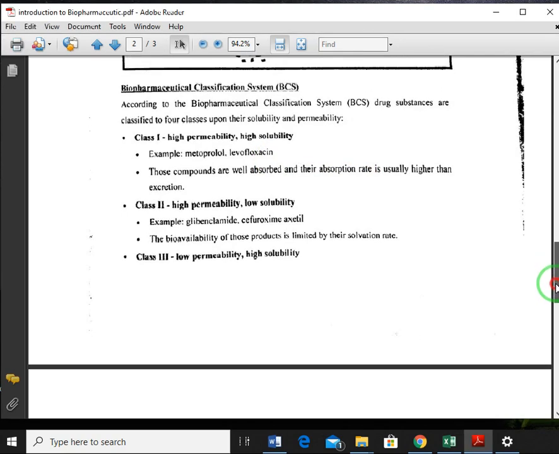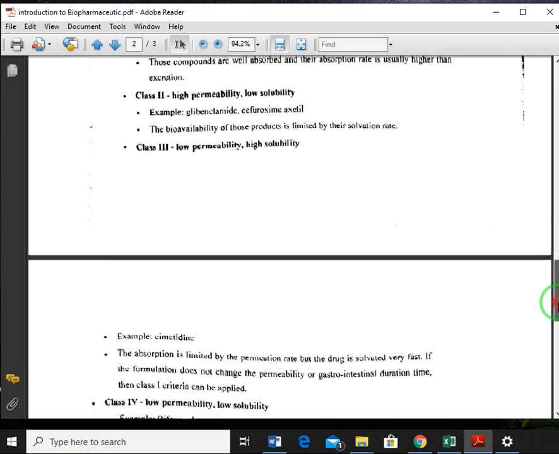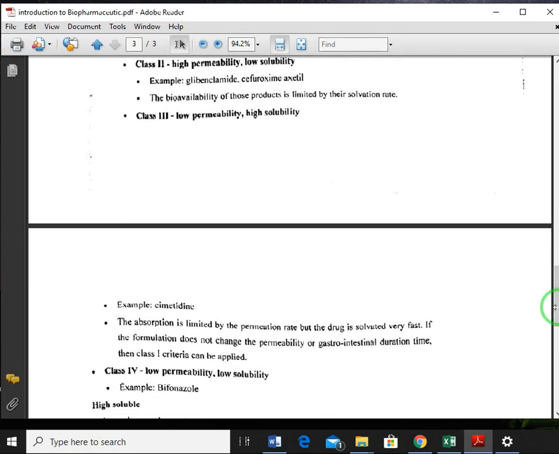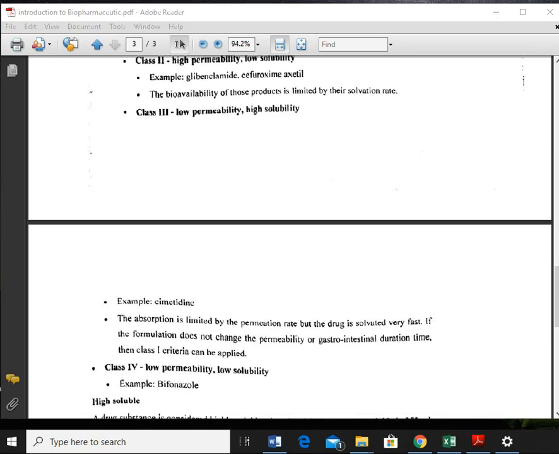BCS Class 3 have low permeability and high solubility. Example, cimetidine, and their absorption is limited by the permeation rate, but the drug is solvated very fast. If the formulation does not change the permeability or gastrointestinal duration time, the Class 1 criteria can be applied. Class 4, BCS Class 4 drugs have low permeability and low solubility. Example is bifonazole.